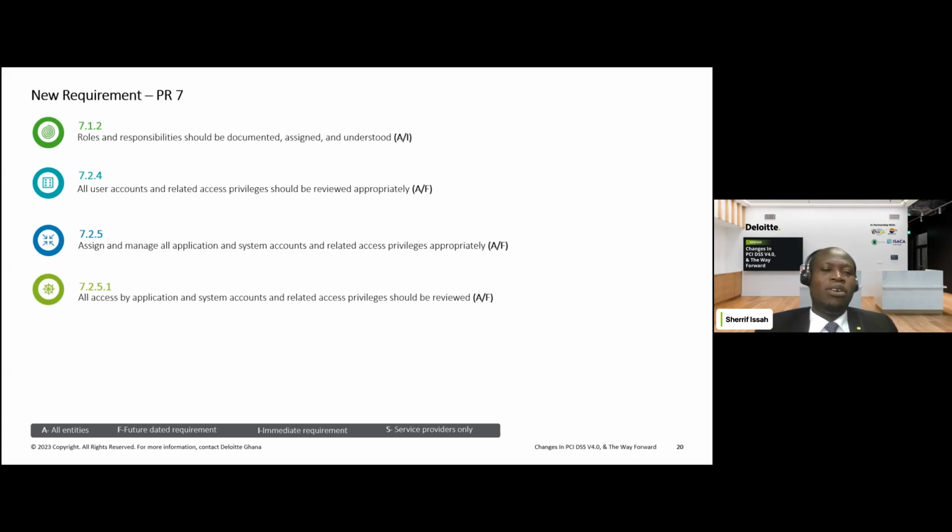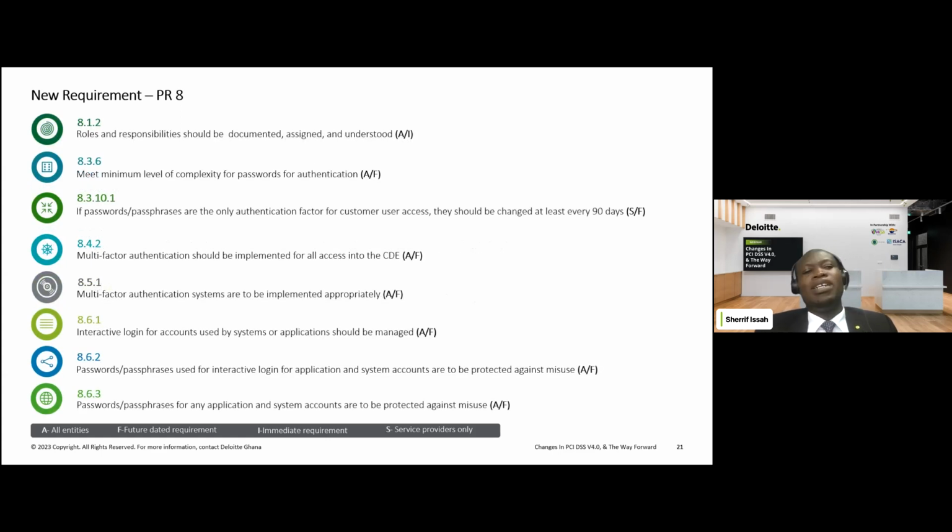Then 7.2.5.1 says that all access by application and system accounts and related access privileges should be reviewed, just like reviewing a normal user account or interactive user account as captured in 7.2.4. We need to also review such accounts and ensure systems have access to the right resources that they're supposed to have access to. Then go to principal requirement 8. In principal requirement 8, 8.1.2 also talks about the roles and responsibilities.